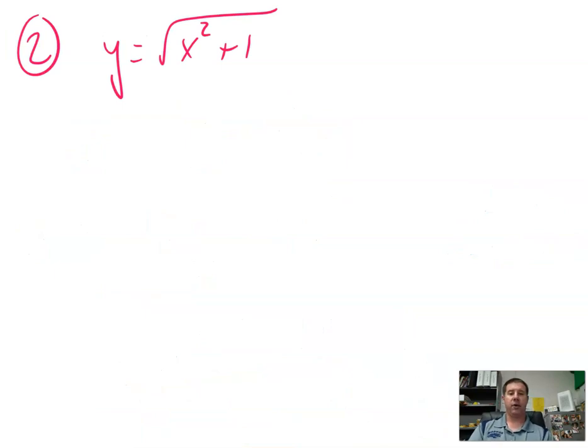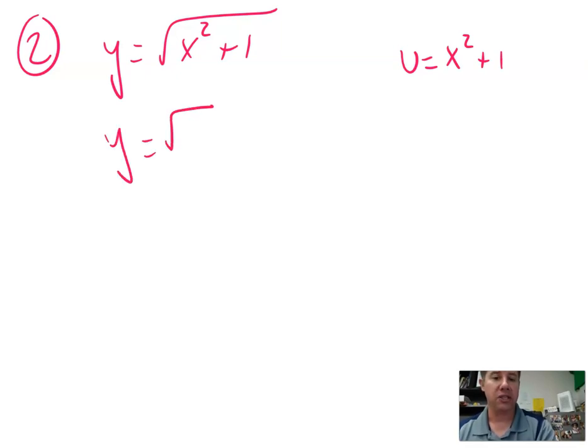Okay, number 2 here, y equals the square root of x squared plus 1. And again, this one's kind of tricky. When you get a function like this, you have to be able to see that there's an inner and an outer function here. My inner function is u equals x squared plus 1. And that would make my outer function y equals the square root of u. So I've got my y in terms of u, and I've got my u in terms of x.